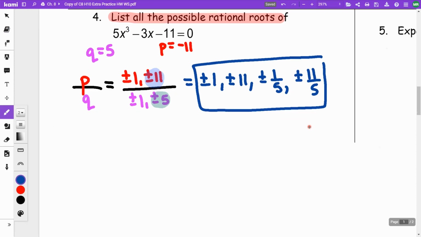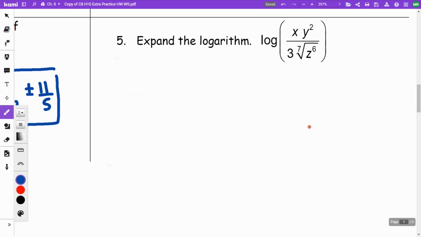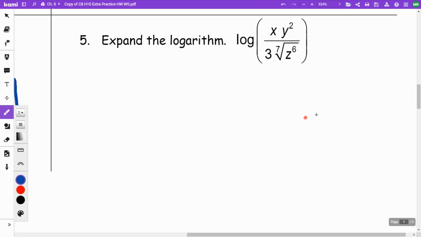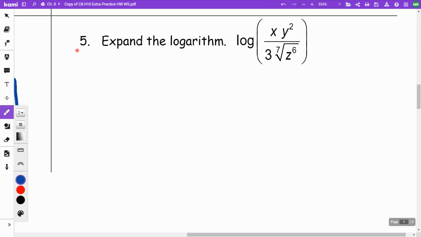On number 5, they want us to expand this. So a quick note here. I'm going to think about this z as being raised to the 6/7, because the 6 is the power and the 7 is the root. So power over root in terms of a fractional exponent.